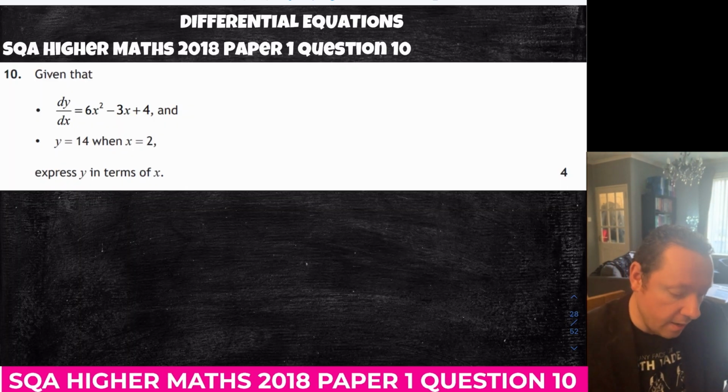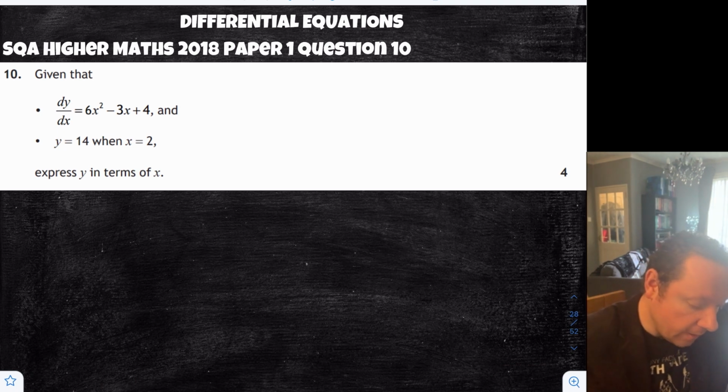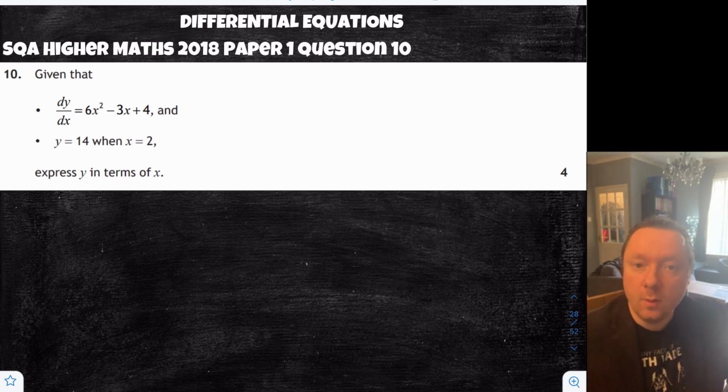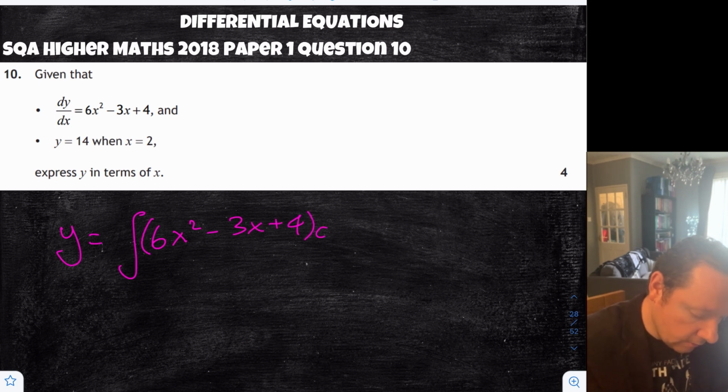Differential equations, SQA Higher Maths 2018, paper 1, question 10. Given that dy by dx equals this, and y is 14 and x is 2, find y in terms of x. So dy by dx equals that, so if I integrate dy by dx, I get y back. So I can immediately say that y equals the integral of the left-hand side, 6x squared minus 3x plus 4 dx, and that's nice and easy.